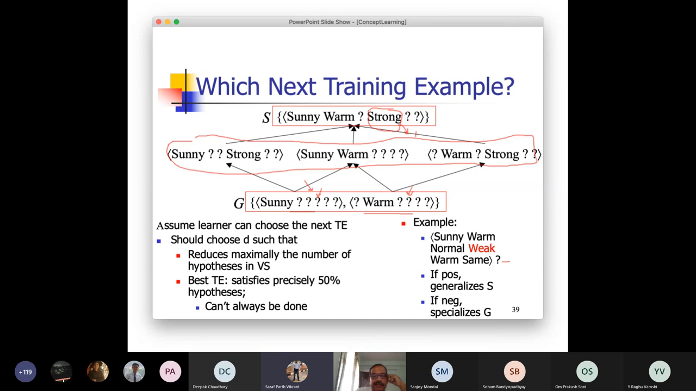See, since it is negative, you cannot put a question mark here. You have to put strong here, and you have to put strong here. Yes, sir. I am saying, why are we only considering the one factor weak? Why can't we consider the other ones also? No, you are not considering one factor weak. You are considering the whole tuple itself.